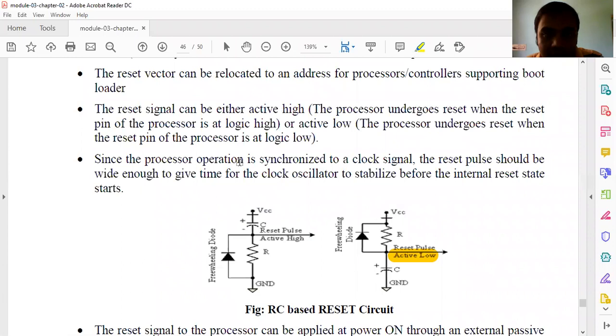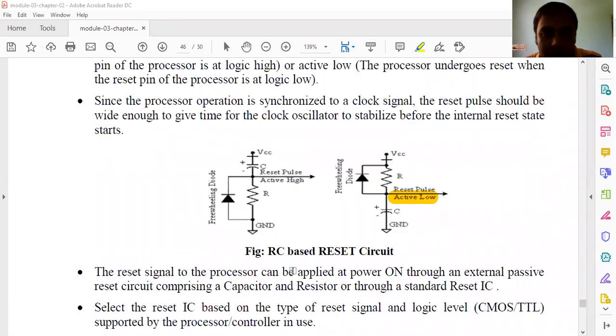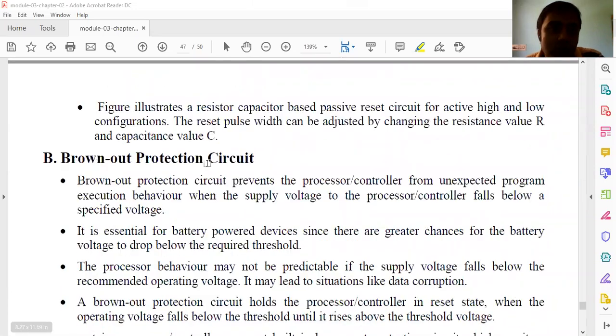Since the processor operation is synchronized to a clock signal, the reset pulse should be wide enough to give time for the clock oscillator to stabilize before the internal reset state starts. The reset signal to the processor can be applied at power on through an external passive reset circuit comprising a capacitor and a resistor, or through a standard RC circuit. So I am explaining whatever I said. That's it. Next, coming to the brownout protection circuit.